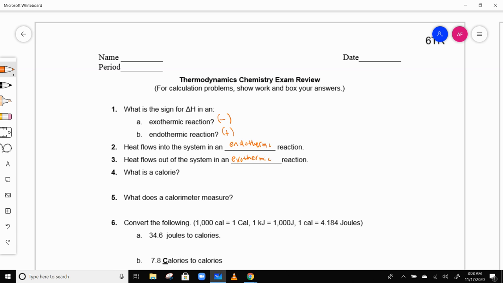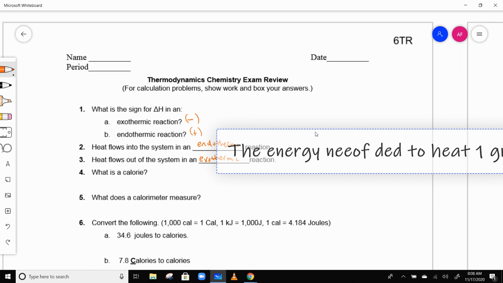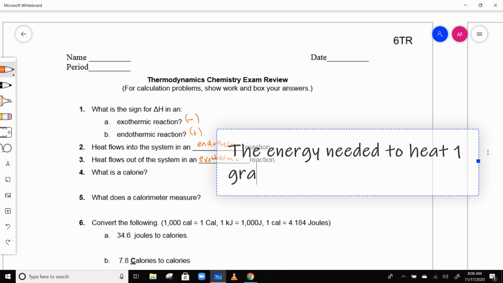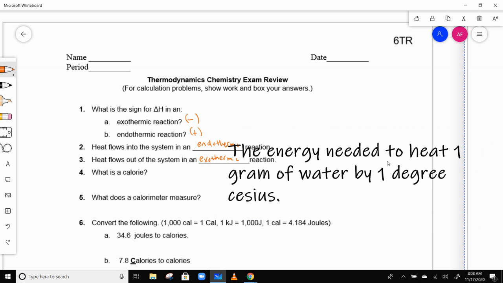A calorie is the energy required to heat 1 gram of water by 1 degree Celsius. That is the definition of a calorie.